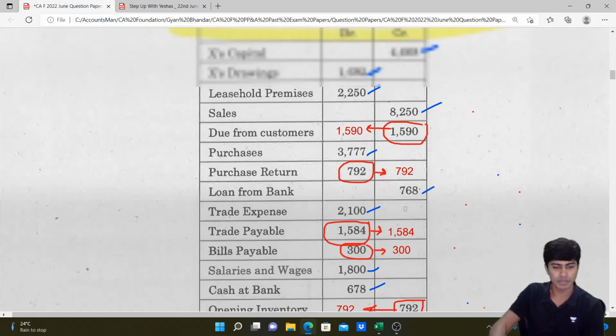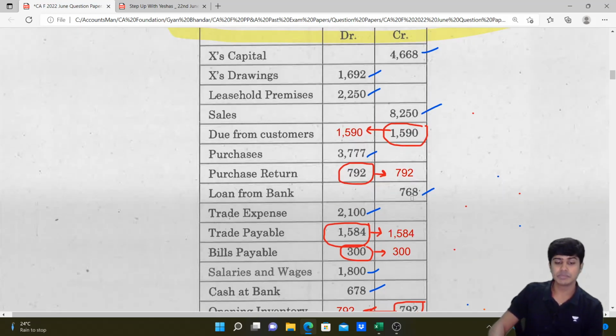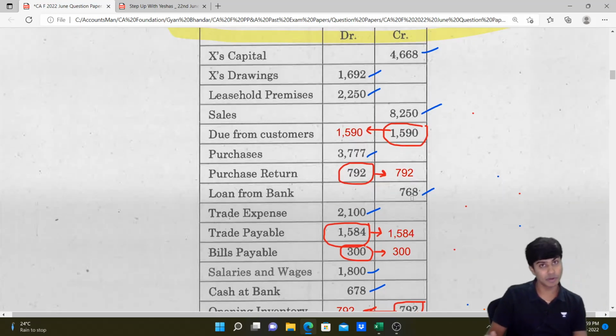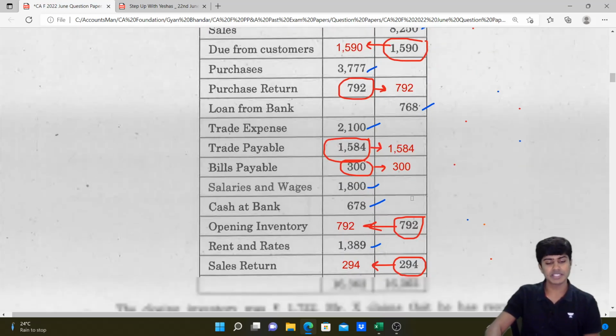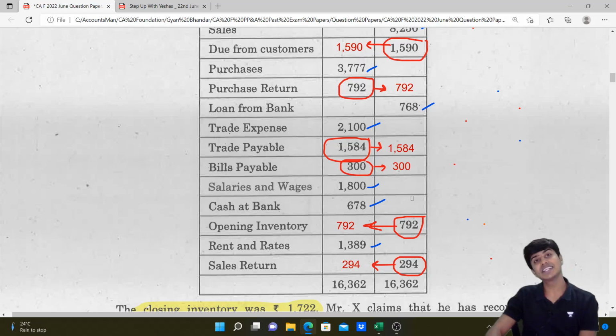What is it? I told you, no. Due from customers is an asset. It has to be written on the debit, wrongly written on the credit. Now change. Purchase return as credit balance. So it has to be written on the credit because it represents outflow of goods. Trade payable is a liability, so it has to be on the credit. And then bills payable is a liability, so it should be credit balance. Opening inventory is an asset, so debit balance. Sales return is inflow of goods, so it should be written on the debit.